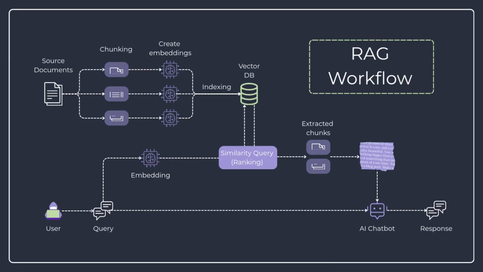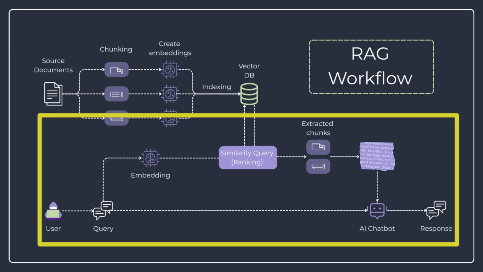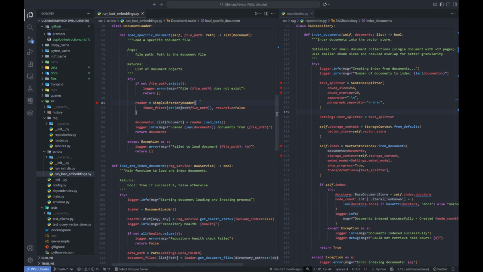Now, let's focus on two main processes. First, how we load data into our vector database, and second, how we query the data and get the responses from the AI model. So, part one, loading data in the vector database. Let's start by looking at how we prepare and load our documents.